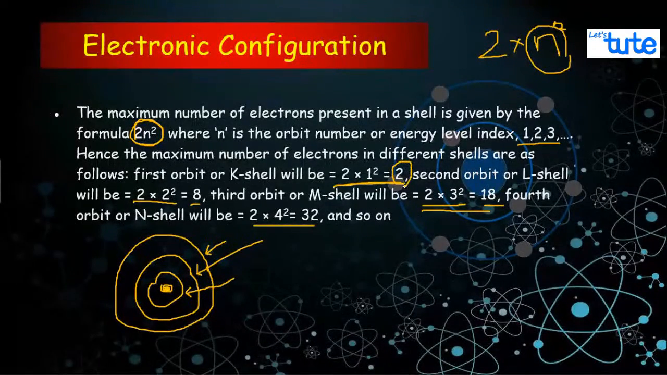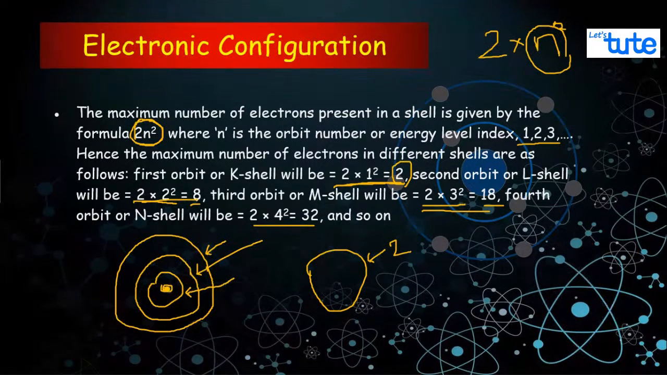This simply says that the first orbit can hold only 2 electrons. Then you look at the second orbit. According to the formula, the second orbit can hold only 8 electrons. The third orbit can hold only 18 electrons, and the fourth one can hold only 32 electrons, and so on. I hope you got this point clear. If you have any doubt, you can ask it in the chat box.